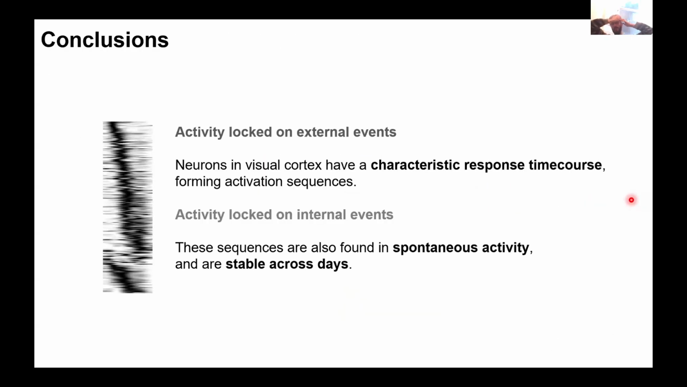So just to wrap up, sorry I'm a bit late. On the first part, if you're interested in activity locked on external events, I'm just going to give you the scientific results, but you have some tips on how to do it and things that you may want to pay attention to. Neurons in visual cortex, using these tools, we show that they have a characteristic response time course. And finally, we can also look at activity locked on internal events, and these time courses and activation sequences are also found in spontaneous activity. And with that, thank you very much.